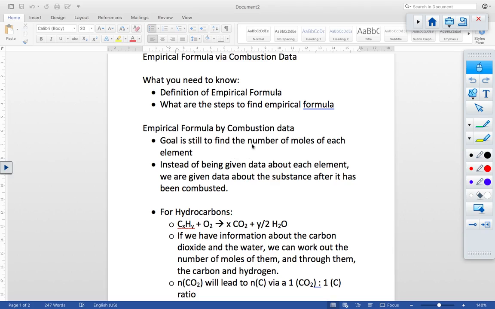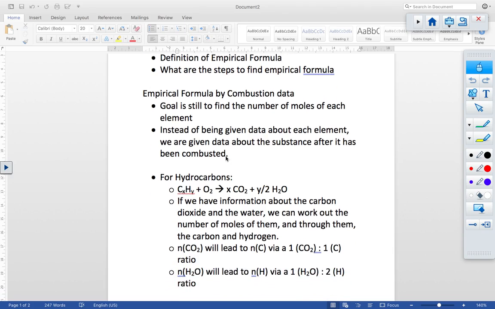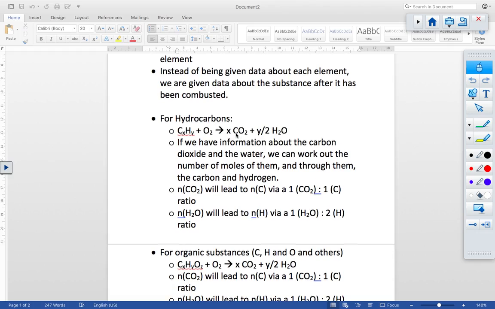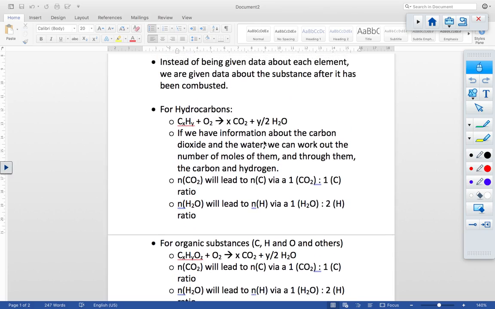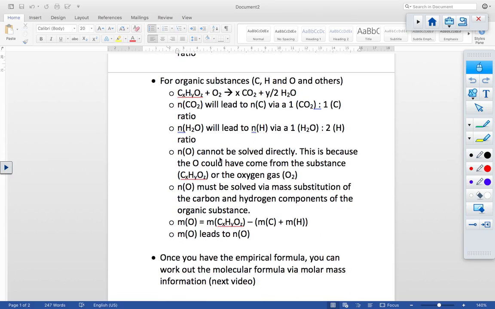The goal is always to find the number of moles of each element. We're given combustion data. Carbon dioxide leads to carbon, the water leads to hydrogen, and then you can do a ratio if it's hydrocarbons only. For oxygen, you cannot solve it directly from the carbon dioxide or the water. Can I say that again? Because too many times people screw this up. The number of moles of oxygen cannot be solved directly from the carbon dioxide or the water.